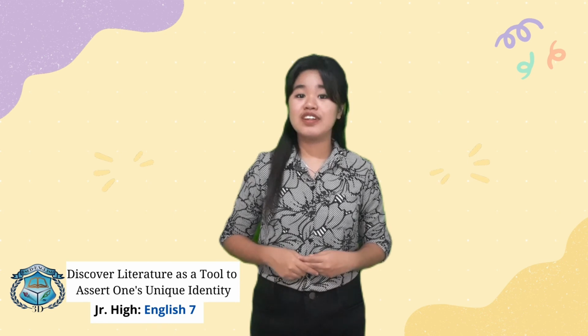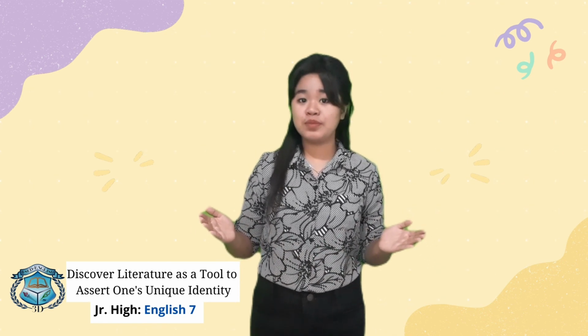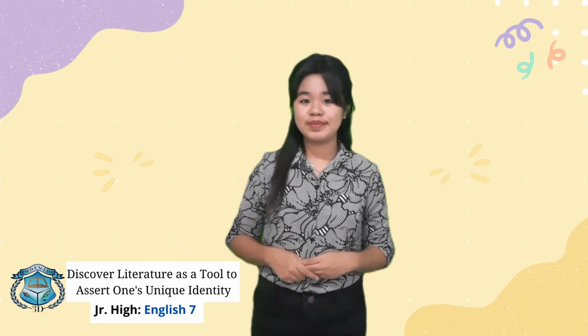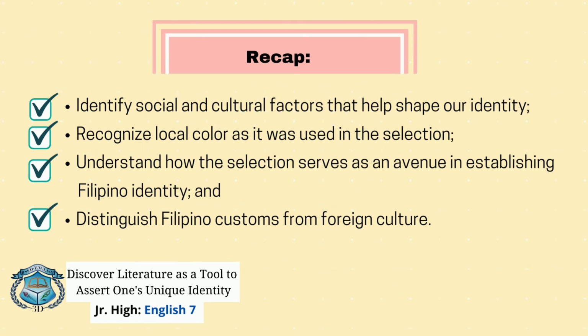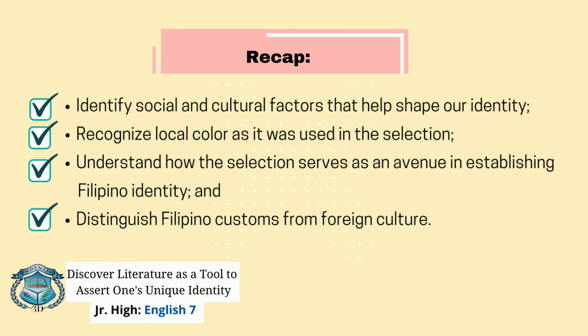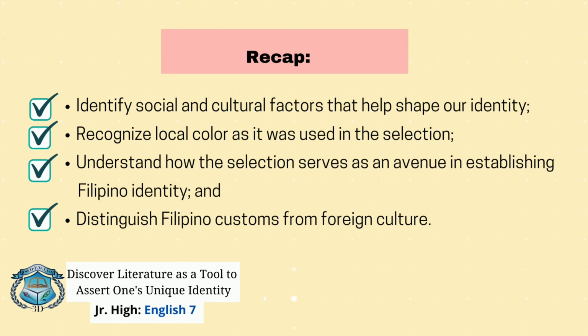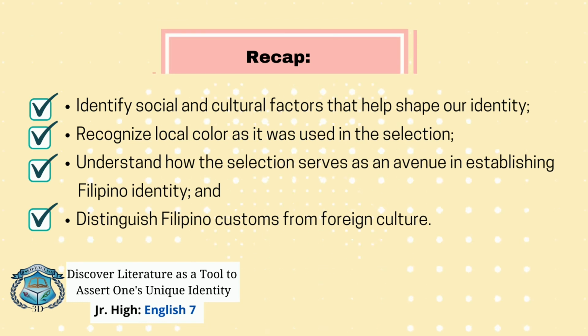Now we are down to the conclusion of our lesson for today. Let's have a recap of our objectives to check if we were able to accomplish them. Identify social and cultural factors that help shape our identity. Check. Recognize local color as it was used in the selection. Check. Understand how the selection serves as an avenue in establishing Filipino identity. Check. And finally, distinguish Filipino customs from foreign culture. Check.